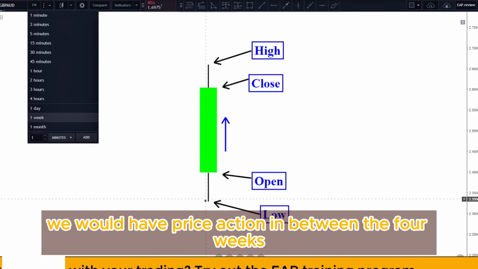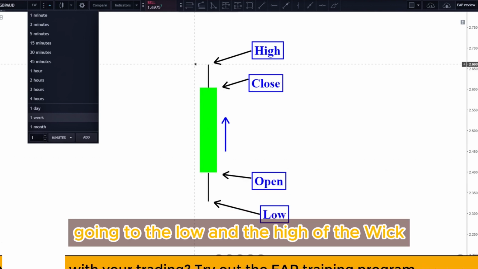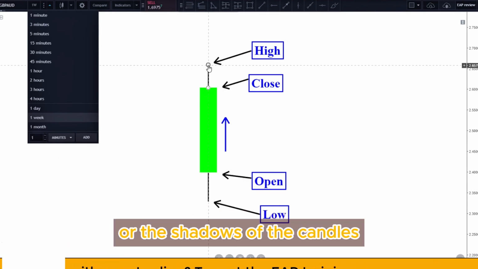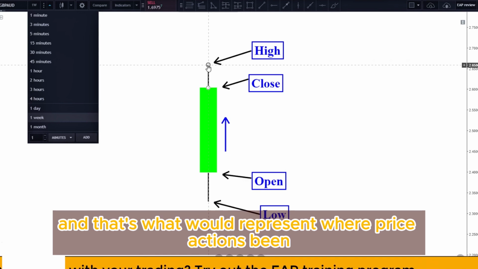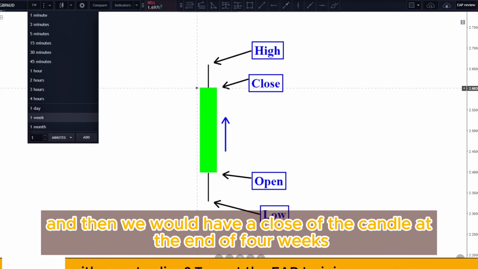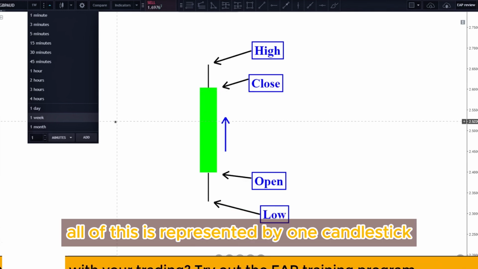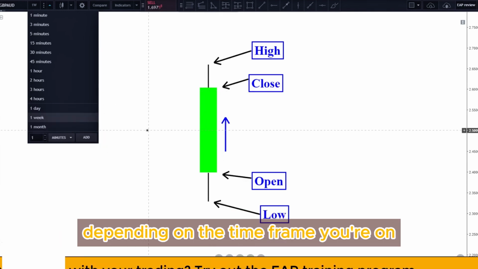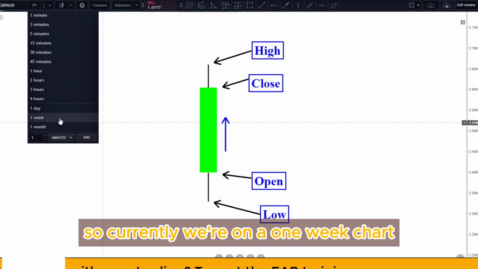We would have price action in between the 4 weeks going to the low and the high of the wick or the shadows of the candles, and that's what would represent where price action's been. And then we would have a close of the candle at the end of 4 weeks. All of this is represented by one candlestick depending on the time frame you're on. So currently we're on a 1 week chart.